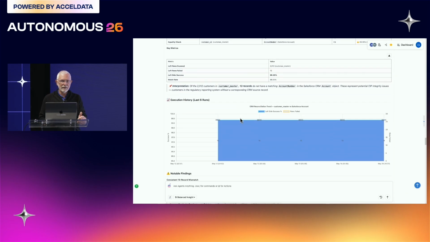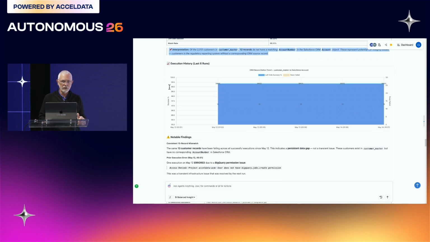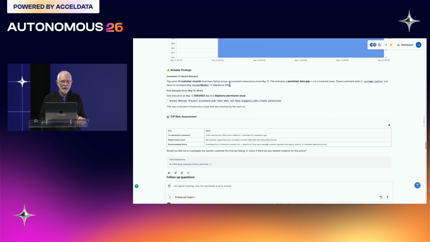As I go down to cut to the chase down here, most of my customer master records were in my CRM system, but some weren't in there, which is a little concerning to me. And that is a potential risk.